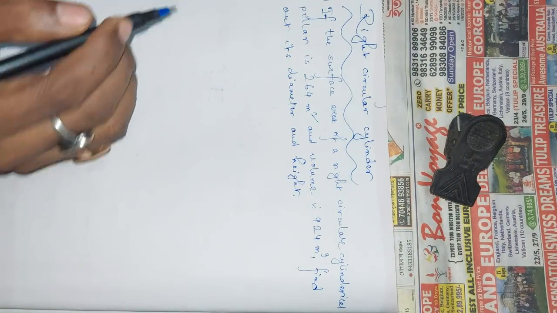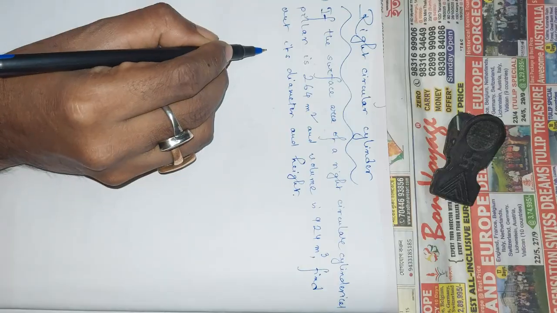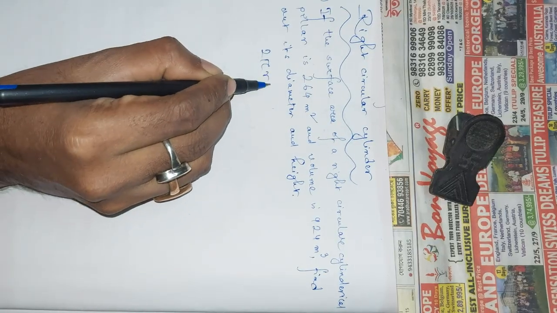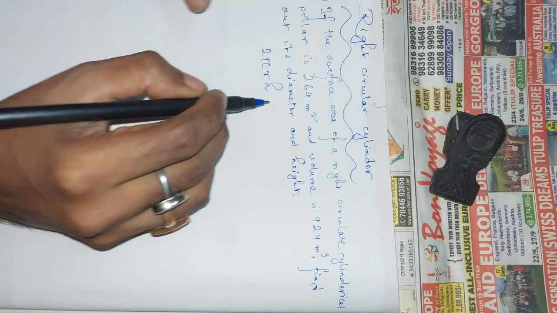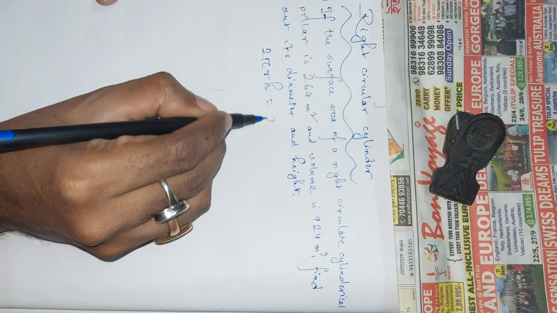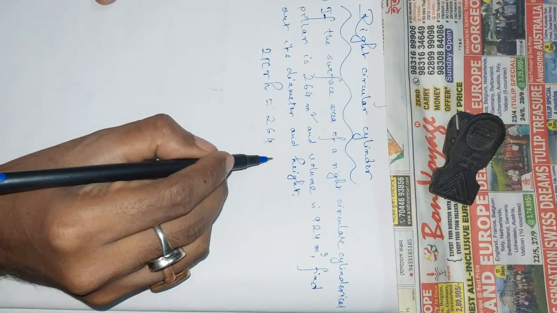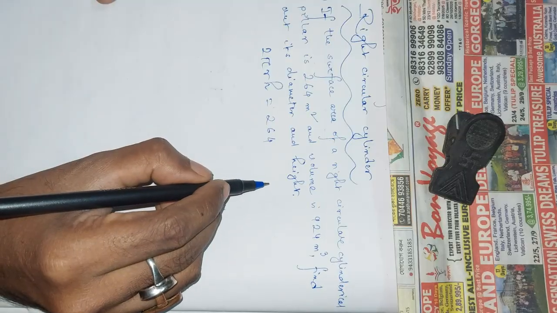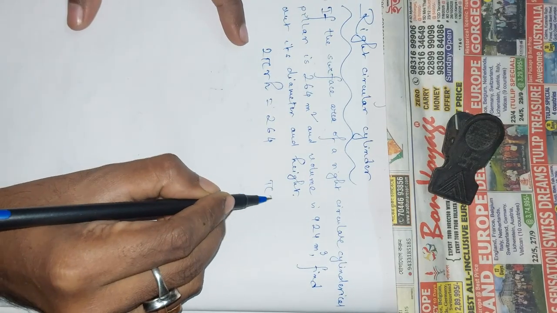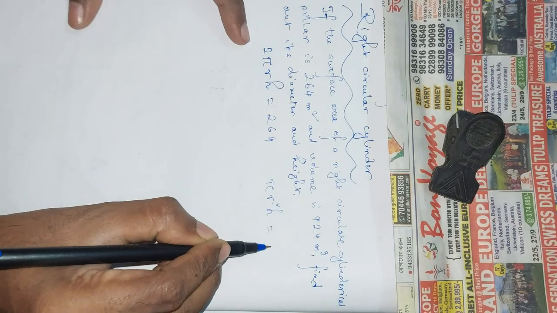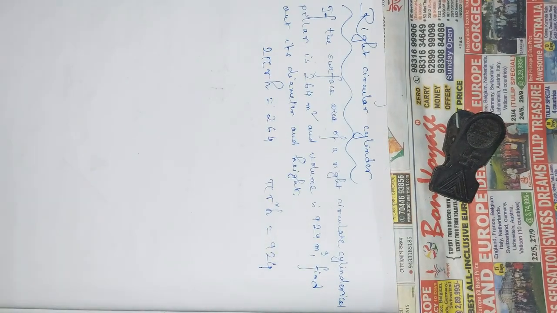So the curved surface area is 2 pi r into h, where r is the radius and h is the height, is equal to 264, and the volume, it is pi r square h, it is 924. Now we are going to solve r and h.